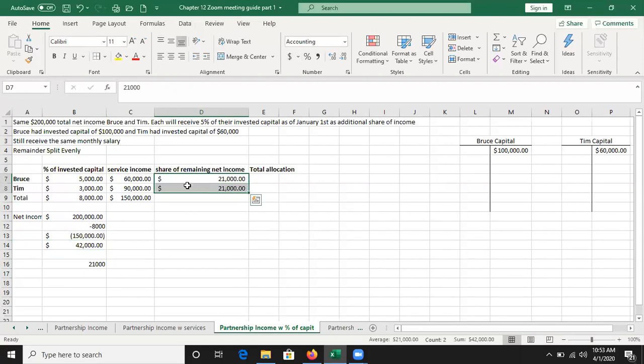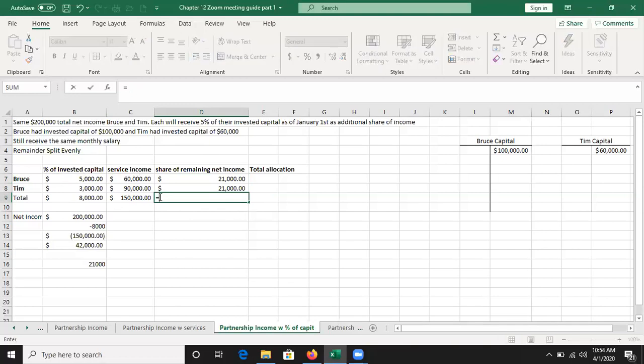That's from the remainder of net income. So again, the share of remaining net income comes last, after you calculate their share of invested capital that they're going to receive, and then their service income. Okay, I'll just total this down here, just so you can see it does equal 42,000.